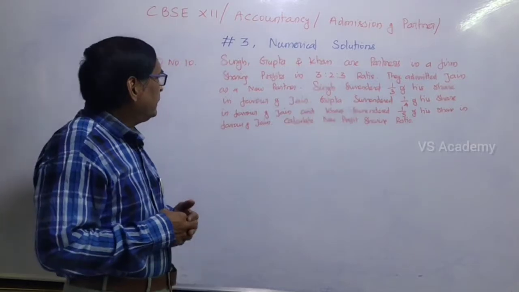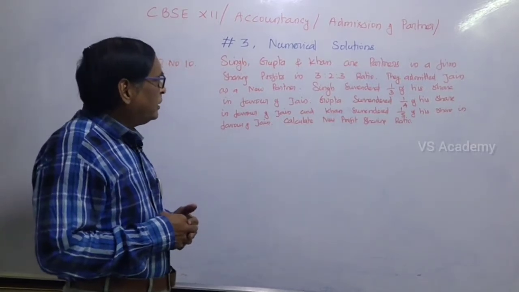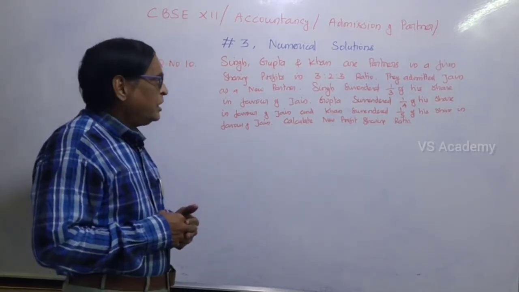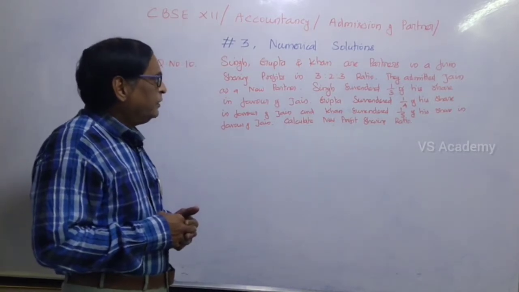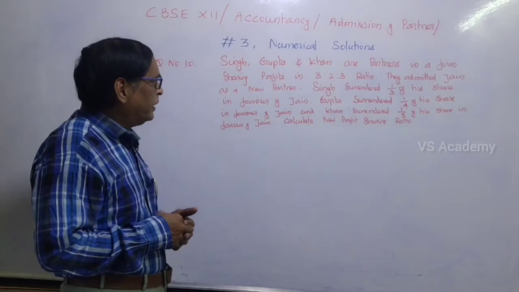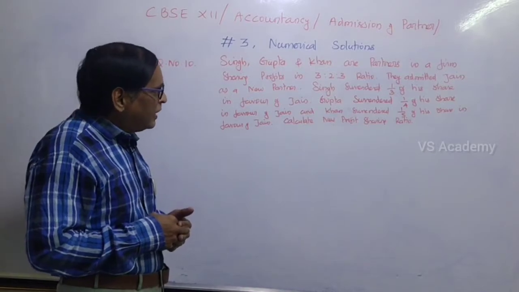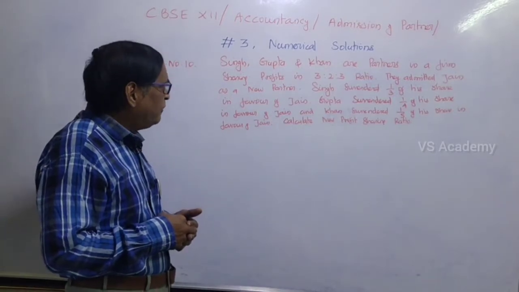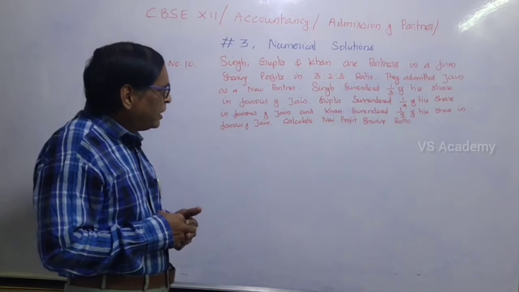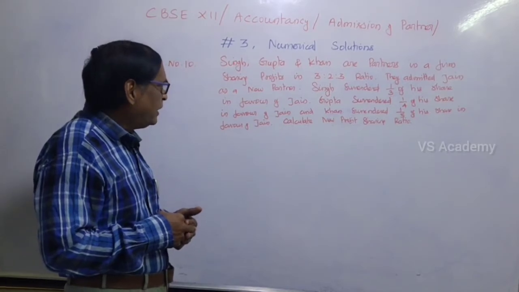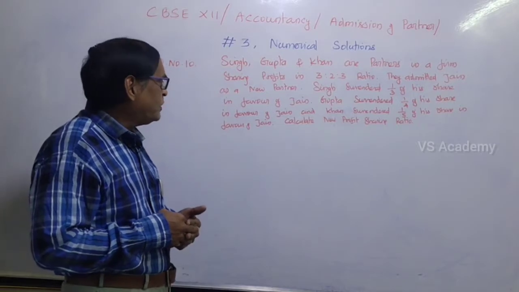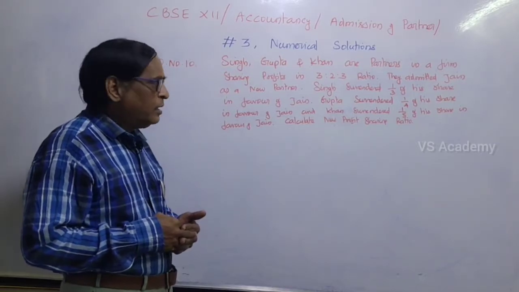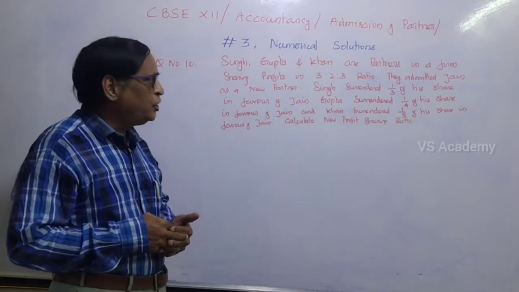Next one is, Singh, Gupta and Khan are partners in a firm sharing profits in the ratio 3:2:3. They admitted Jain as a new partner. Singh surrendered 1/3 of his share in favor of Jain. Gupta surrendered 1/4 of his share in favor of Jain, and Khan surrendered 1/5 of his share in favor of Jain. Calculate the new profit sharing ratio.